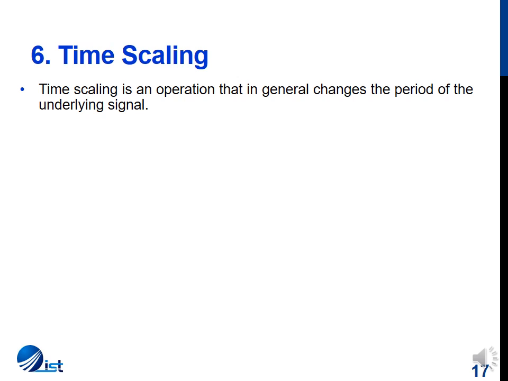Time scaling property of the Fourier series. Now if we remember from our initial discussion of signals and systems in chapters 1 and 2, time scaling is an operation which changes the period of the signal so that the signal is compressed or expanded. So if we define x of t as our original signal, then x of a t is a compressed version of itself if a is greater than 1, and it's an expanded version of itself if a is less than 1.